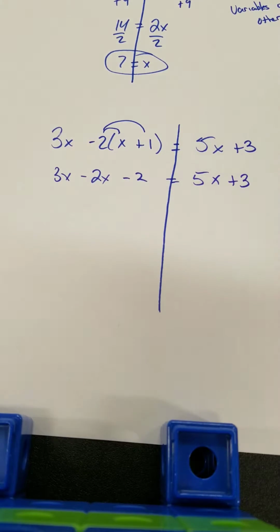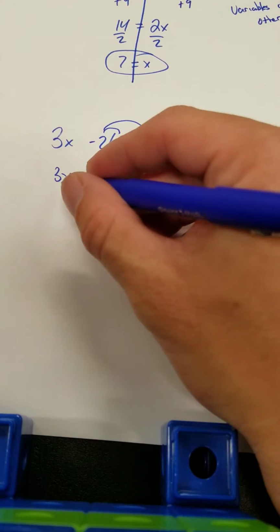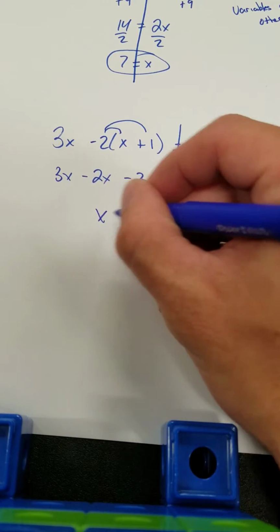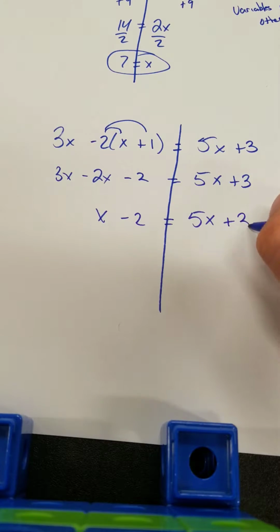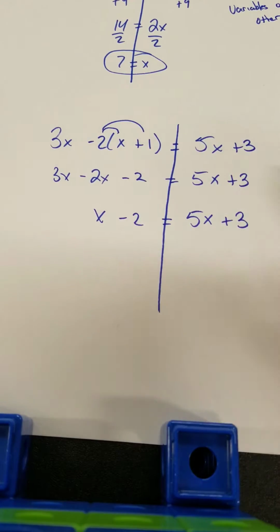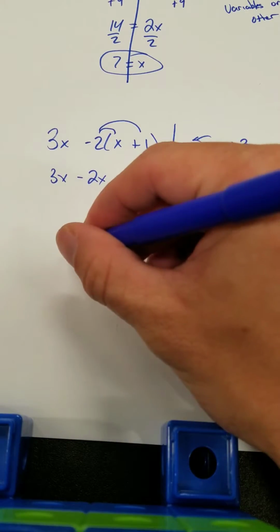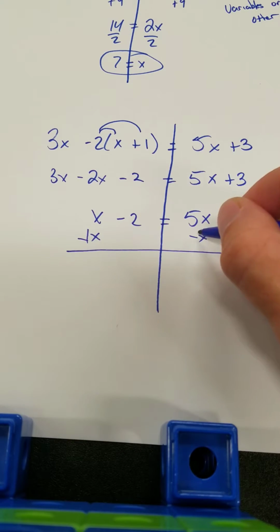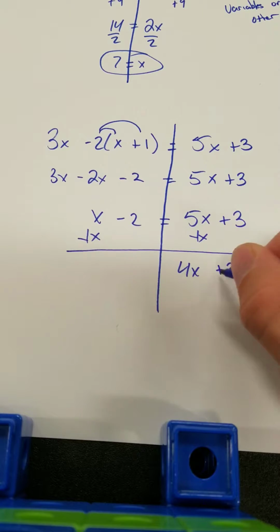Not a whole lot we can do on the other side right now. Combine like terms on the same side: 3x minus 2x, x minus 2 equals 5x plus 3. Now, get all your variables on one side, get all your numbers on the other. So 5x is more than x, so I'm going to move it this way. Subtract x. And understand this is like a 1x. So if I take 5x and subtract 1x, I'm left with 4x plus 3.